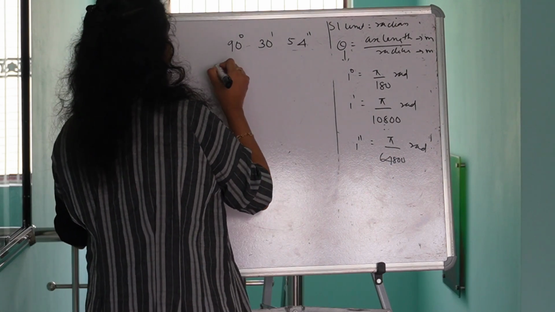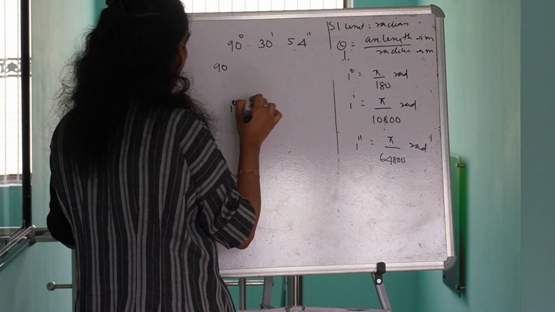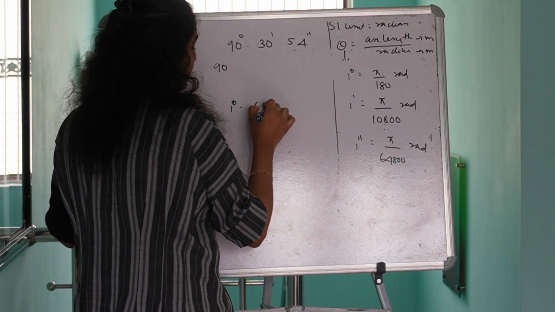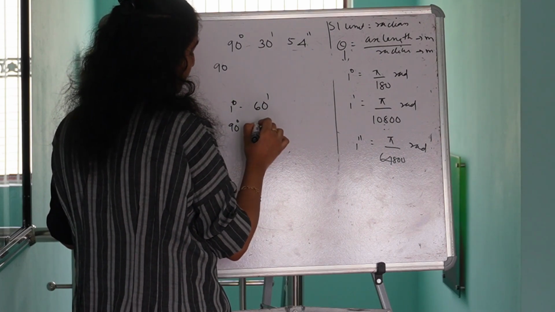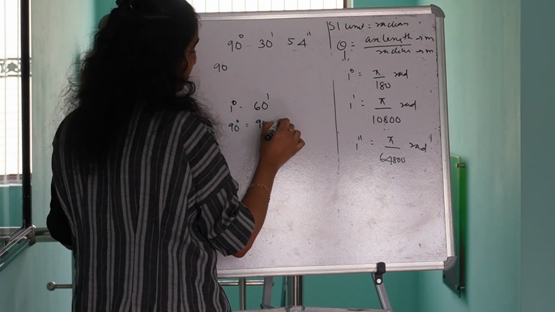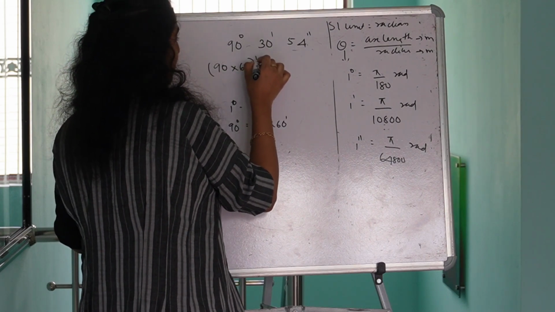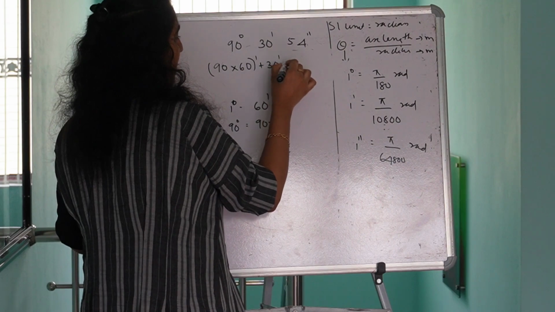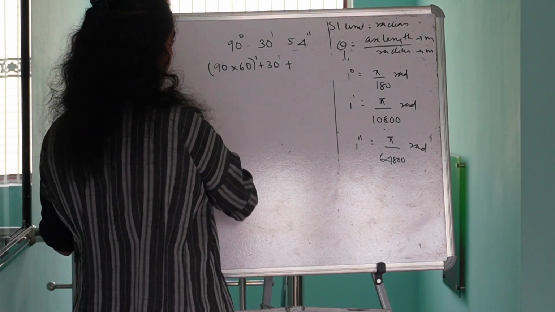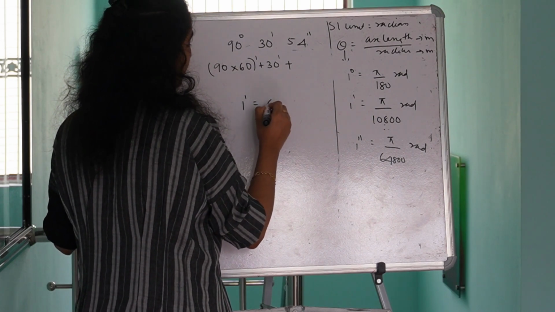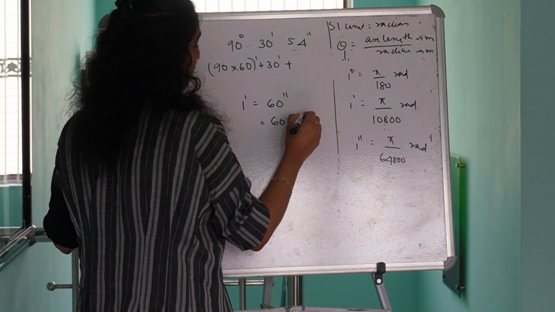Yes. So here I know 1 degree is equal to 60 minutes. So what is 90 degrees in terms of minutes? That is nothing but 90 into 60 minutes. And 30 minutes, let it remain as such. And again here I know 1 minute is equal to 60 seconds, isn't it? 1 minute is equal to 60 into 1 second.